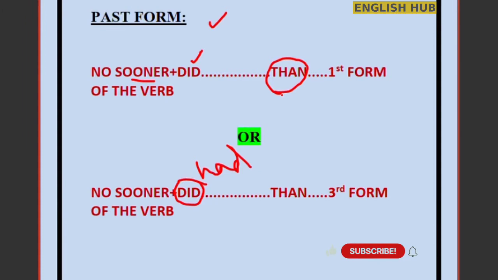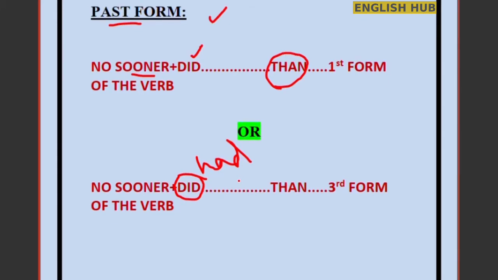Okay, I saw. Why in the past tense? Because the sentence is in the past form. Okay, you can also write no sooner had I opened the door. Opened, remember, this is the third form of the verb. So no sooner had I opened the door than I saw a cow.